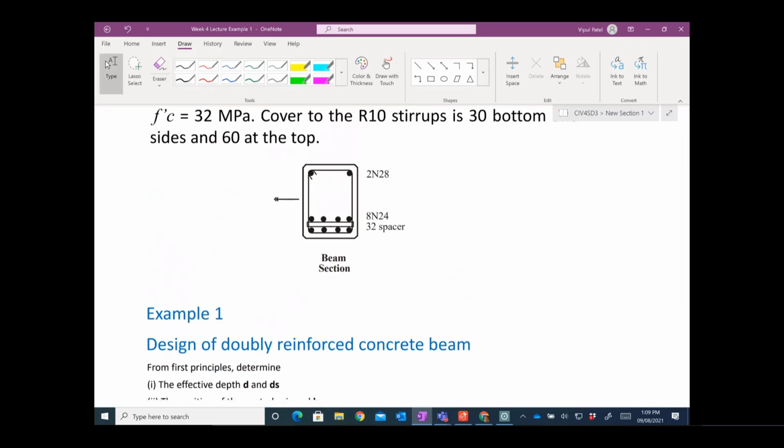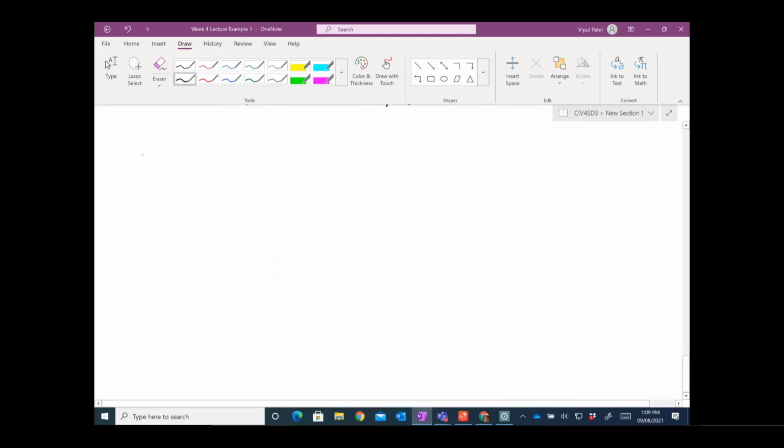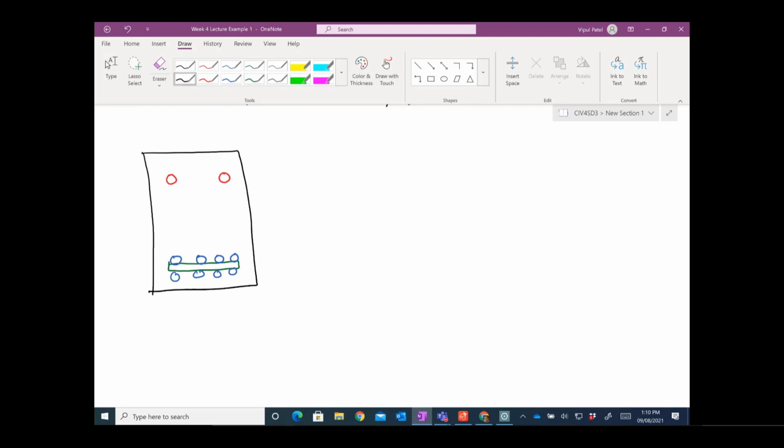So what we have given, this is given. Let me draw that one. We have given these cross sections here. We have this top reo, and then we have this bottom reo with the spacer bar. Right, and then we have stirrups as well.